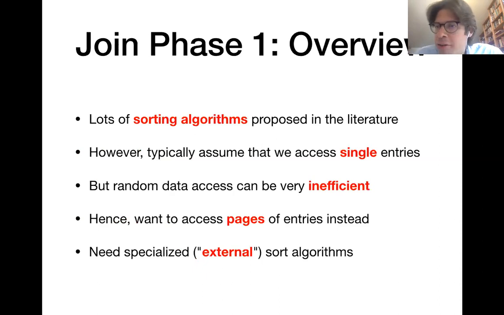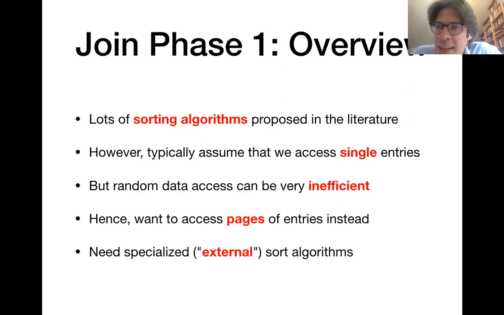Now, you probably have heard a lot about sorting algorithms already. There's many sorting algorithms available. The problem is that most of them assume that we can access single entries in the data that I am sorting. Now, if I would do this with data that is located on hard disk, it would actually be very inefficient to jump back and forth between different single entries in that data, because as we have seen, those storage media often have some overhead for accessing specific locations, for instance, on hard disk. So random data access is inefficient. This is why we rather want to access data in chunks, in pages of entries instead.